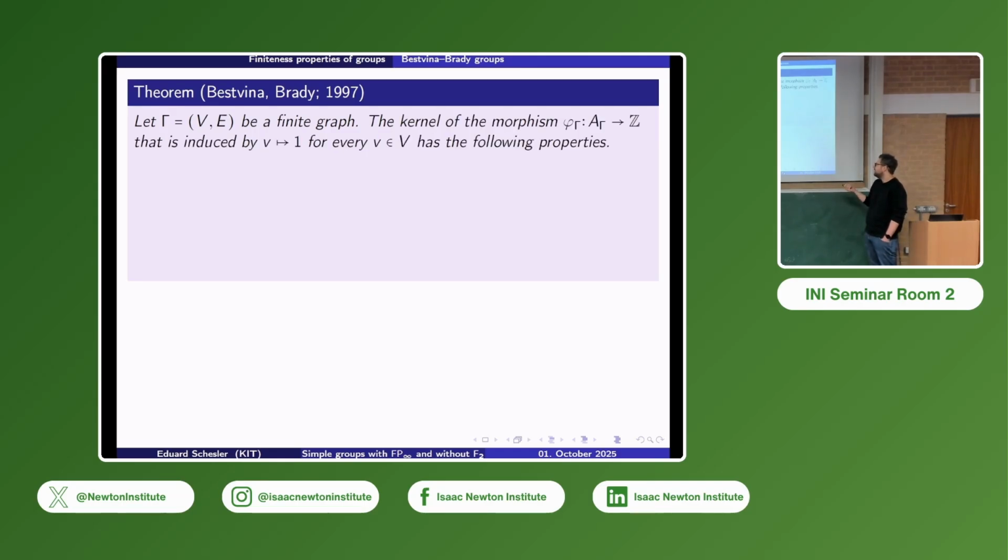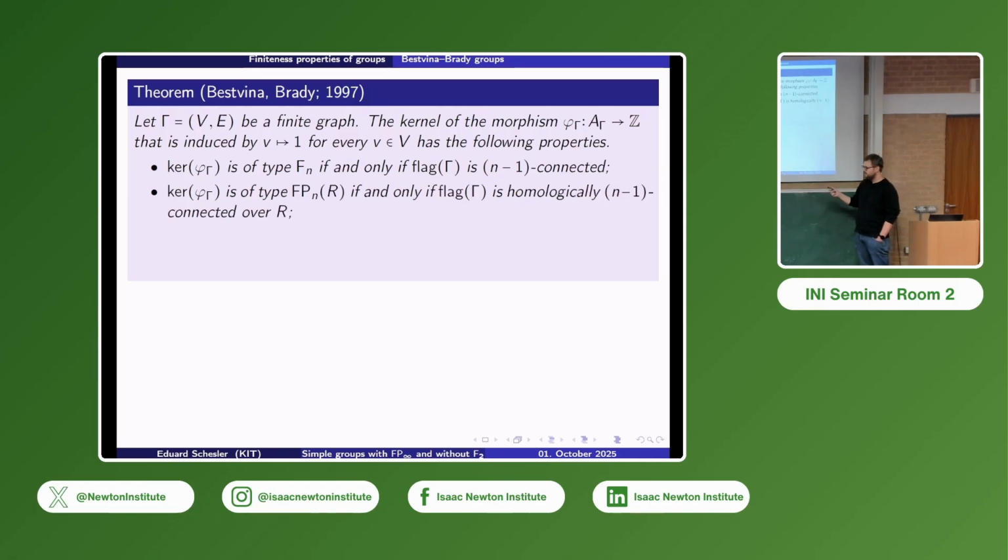We start with a graph gamma. We consider the morphism from the right-angled Artin group associated to gamma that sends every generator to 1. Then the kernel of this morphism has finiteness properties completely determined by the topology of the flag complex of gamma. If it's (n-1)-connected, the kernel is Fn. If it is homologically (n-1)-connected over R, then it is FP_n(R). If it's contractible, it is F infinity. In fact, it is type F.